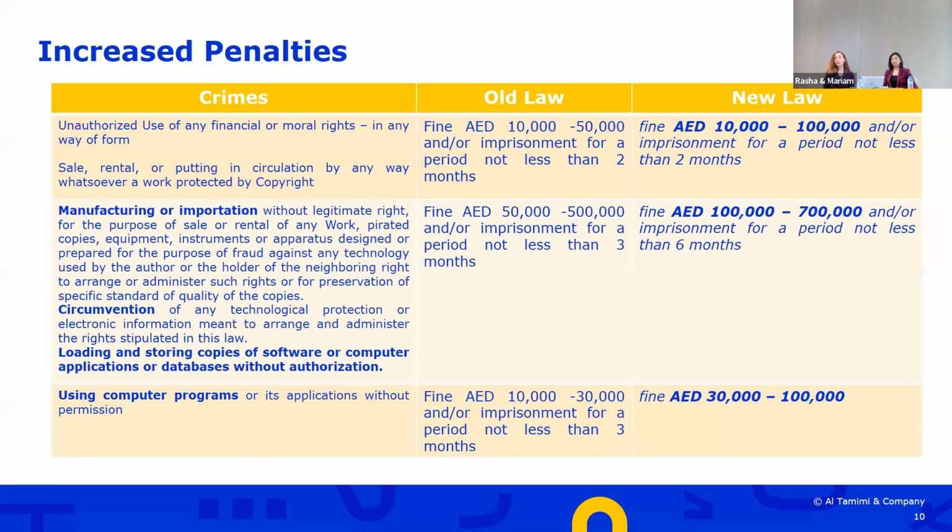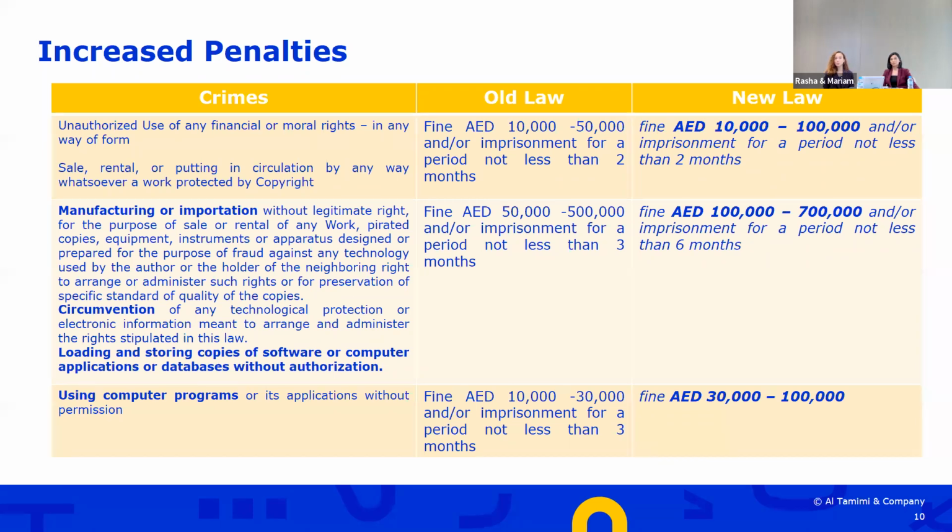So for example, we have fines starting from 10,000, instead of 50,000, it's now 100,000. And for the manufacturing and importation infringement, the minimum fine has also increased from 50,000 to 100,000. The maximum fine has increased from 500,000 to 700,000. Not too much of an increase, but there's some increase, so it's better than nothing.